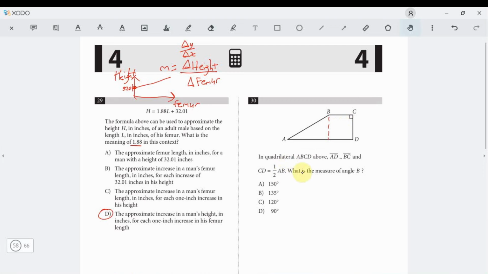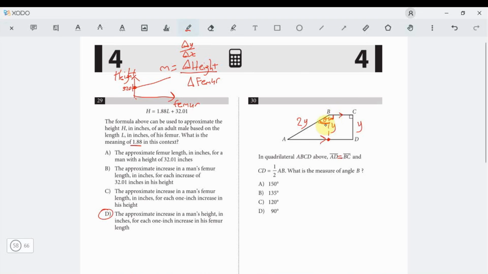Now, what we do know is they told us that AD is parallel to BC. Then they tell us that CD is a half AB. No problem, but let's say this is CD. If this is CD, I will call the length y. And CD is a half AB, then AB must be 2y. But if this is a rectangle, then this piece must also be y. So then we can use trig ratios. Let's call this angle theta. Now we can figure out this angle theta, because we already know this piece is what?